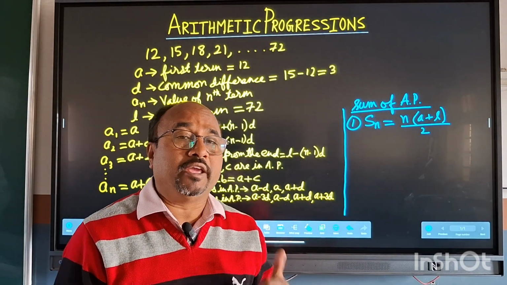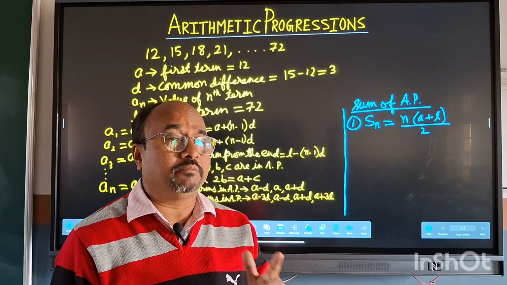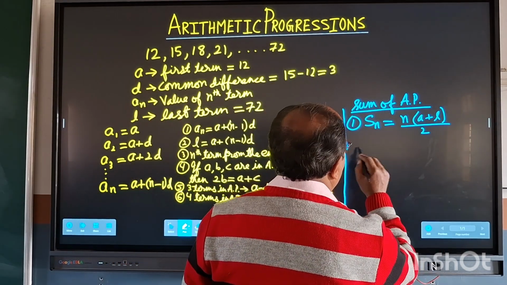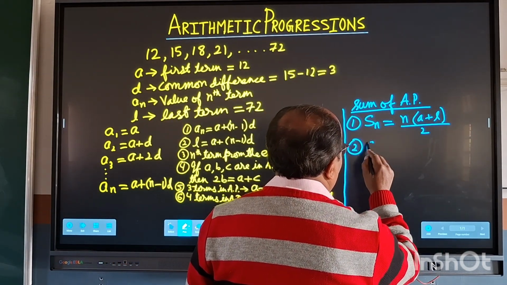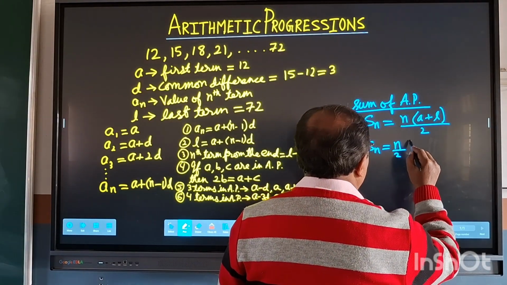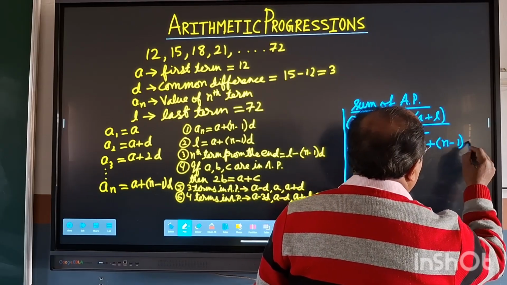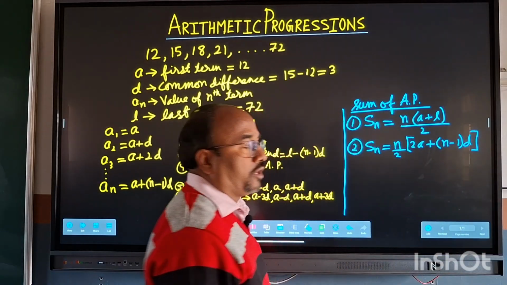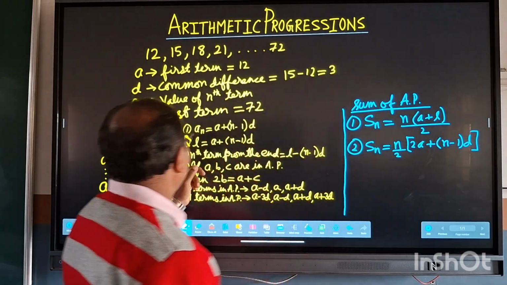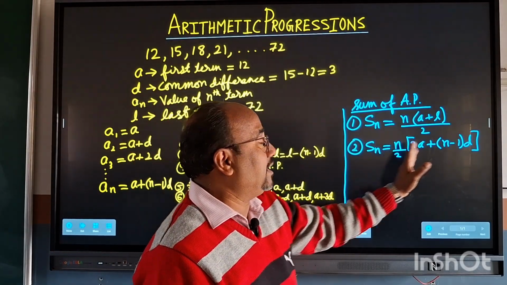This formula you can make use of when you do not have the value of the common difference, but the first term and the last term are known. Okay. And then another we have here, Sn equals n by 2 times 2a plus n minus 1 d. So you can see the change which has happened is that the L value from the first formula has been substituted by the second formula and then simplified. So L is not here.